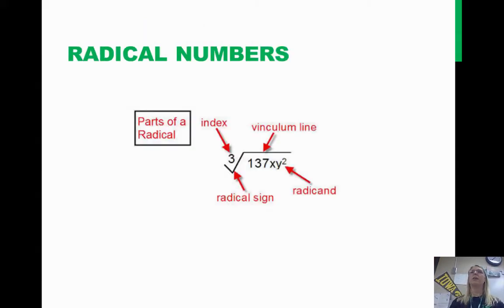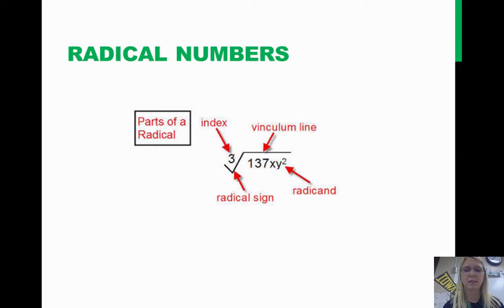One of the kinds of numbers that we're going to look at that are irrational are radicals. There are some radicals that are not irrational. However, let's just talk about what a radical is. First of all, these are the parts of a radical. We have the radical sign, which is like the square root sign itself.